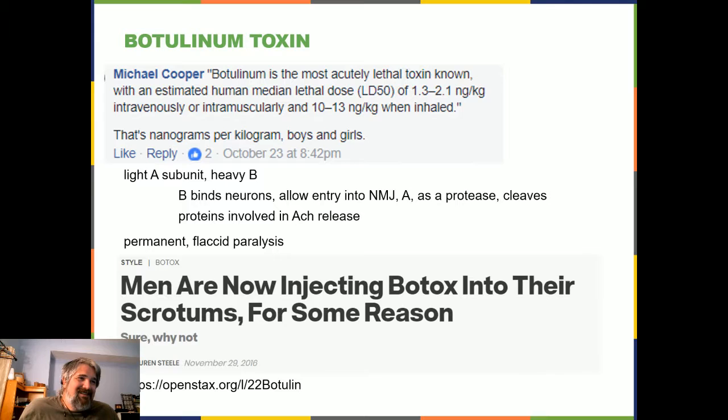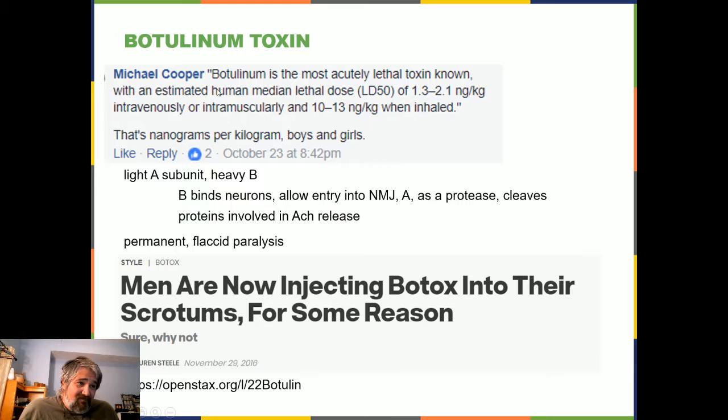And that is intravenously or intramuscularly, it's down to 1.3 nanograms per kilogram will kill half of the people that receive that dose. And 10 to 13 nanograms per kilogram when inhaled. So I'm talking specifically about if the botulinum toxin got inhaled, not the pathogen. The pathogen's route of entry, if you inhale the spores, is its best chance to establish disease.